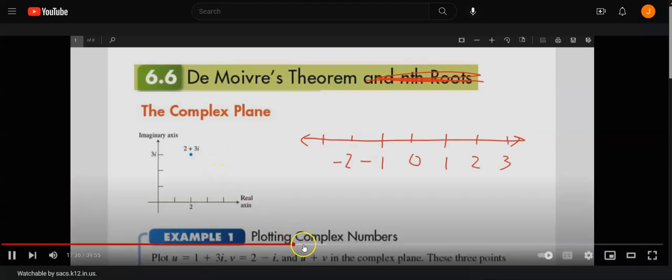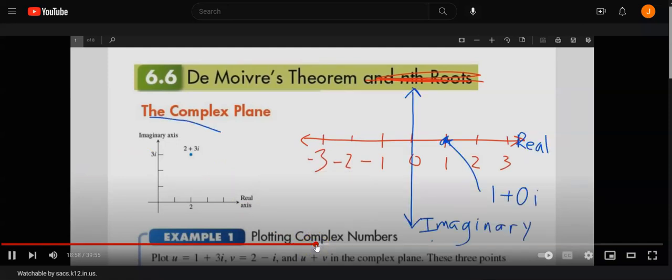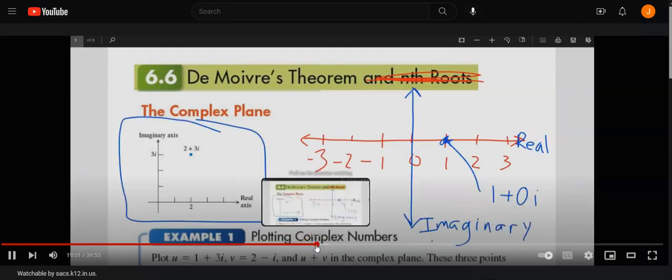Okay, I'm going to skip through that part since we've already talked about it. If you are sitting on the axis, that would be a 0i. 1 plus 0i. That's the same thing as the number 1 that you guys used to draw. They would say graph the number 1, and you put a dot there on the number line. But it was really 1 plus 0i.